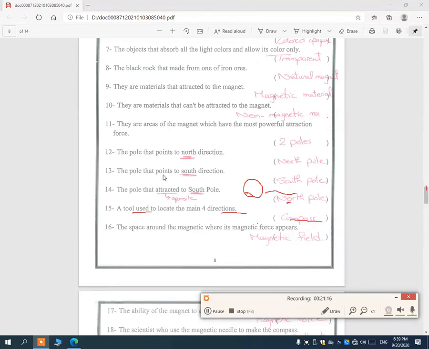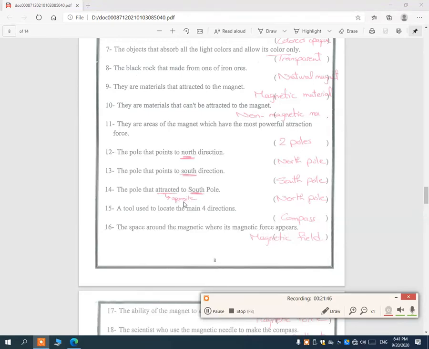Number 13: The pole that points to the south direction is the south pole. Number 14: The pole that is attracted to the south pole. We said attracted takes opposite. Opposite attract.